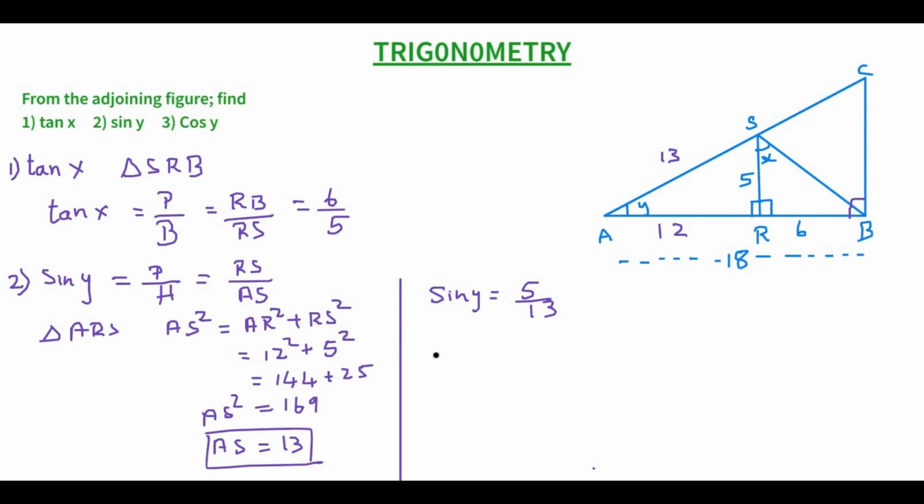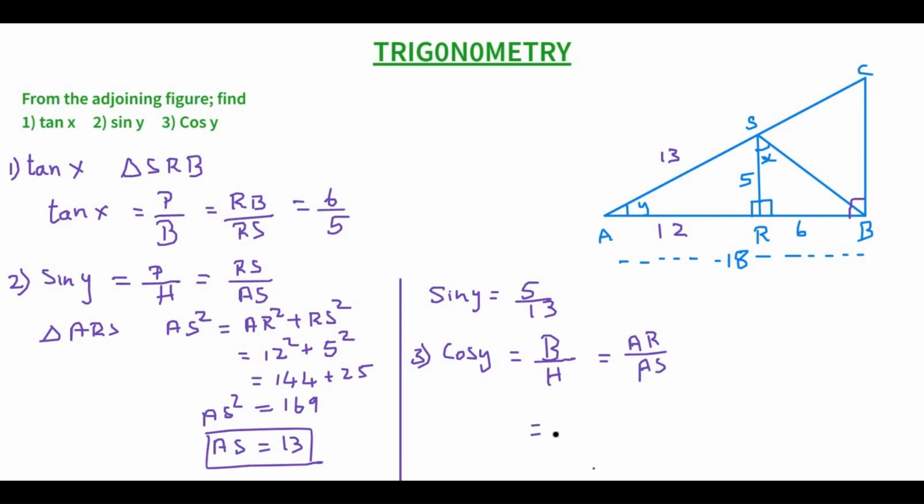Now let's find the third question, which is cos y. And this is also with respect to y. As you could see, with respect to y, we have found out all the three sides. So what is the formula for cos? I hope you all remember this also. Right, this is base by hypotenuse. So base by hypotenuse with respect to y, AR is our base. So AR by, which is our hypotenuse? AS, as I've already explained.